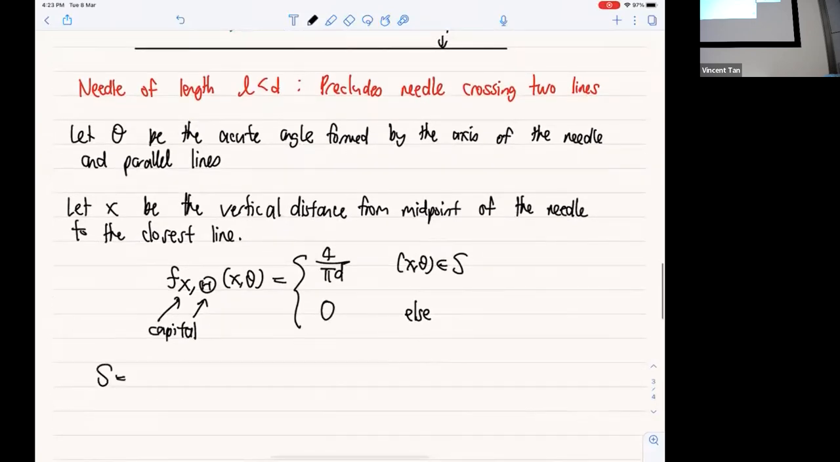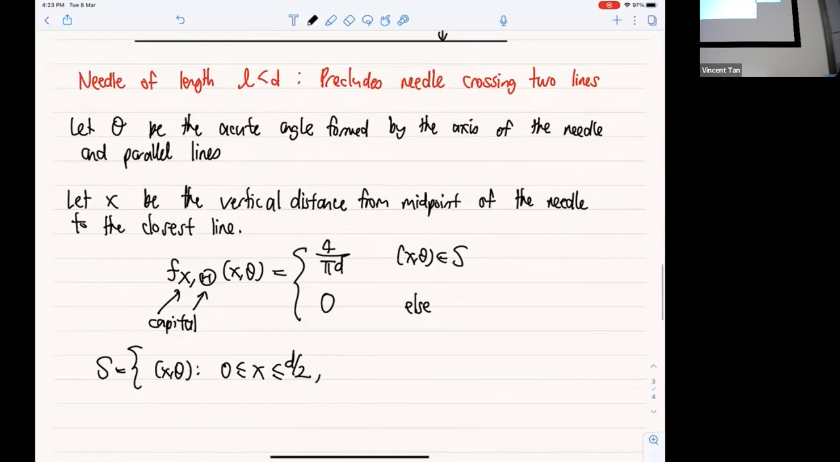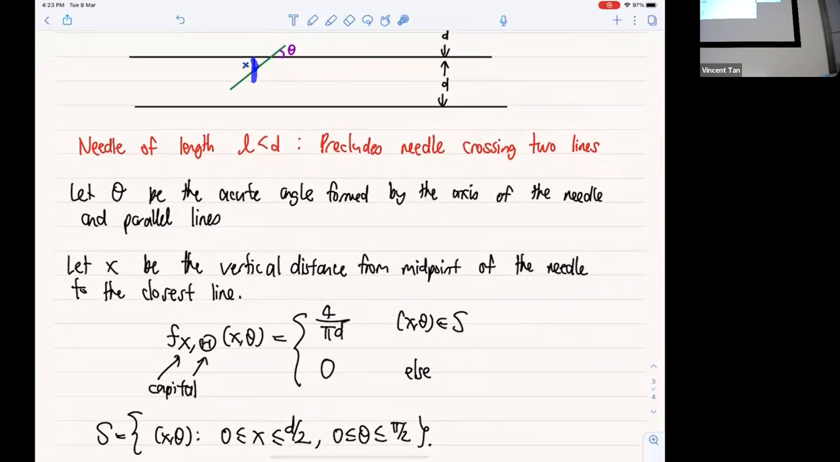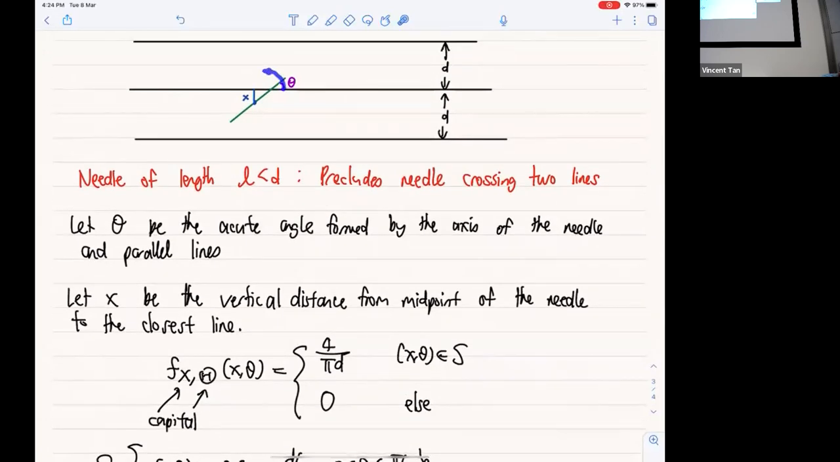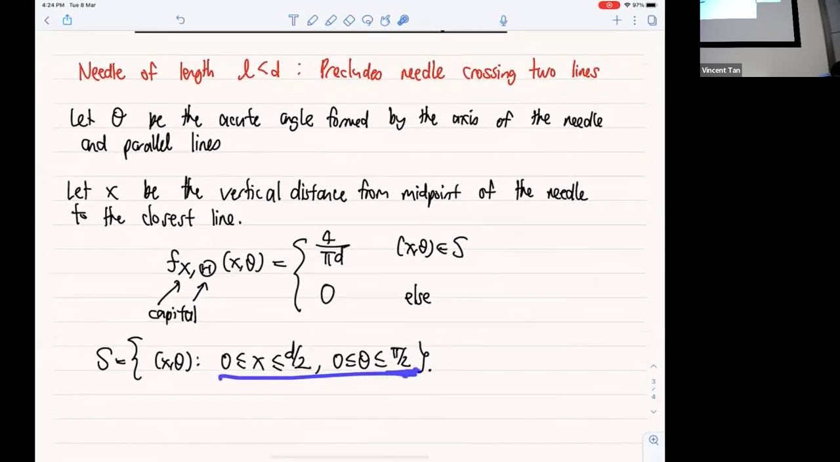But what is this set S? This set S is a set of all possible (x, theta) pairs such that x is between 0 and d over 2, and theta is between 0 and pi over 2 radians. Okay. So we are assuming that this x is uniformly distributed between 0 and d over 2. So the maximum that x can be is d over 2 only. It cannot be any longer. And this theta here is an acute angle. We're assuming that it's uniformly distributed among all angles between 0 and 90 degrees. 90 degrees is pi over 2. And this region here has a total area of d pi over 4. And so the value here is the reciprocal, 4 over pi d.